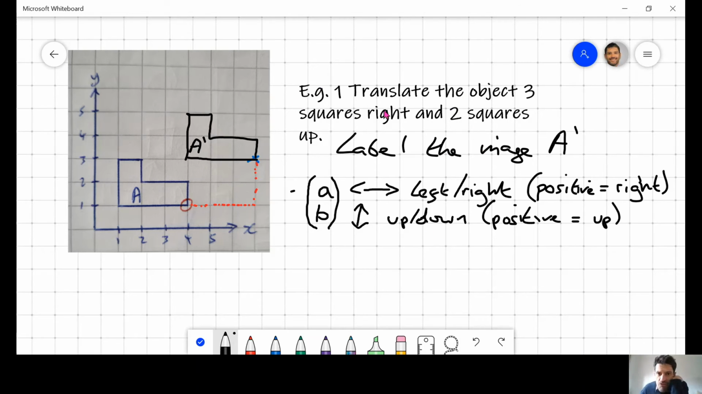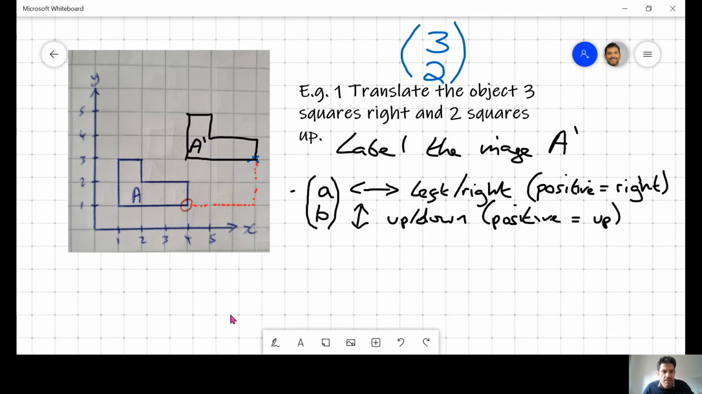And then can you think, this description here, 3 squares right and 2 squares up, how would you write that? So we know that it's going to be a bracket, and it's going to be one number above the other. The top number tells us left and right. So we've got 3 squares right. Okay, 3, is it positive or negative? Well, it's going right, so it's positive. Then 2 squares up, it's going to be a 2. Is it positive or negative? Well, it goes up, so it's positive. So look how much easier it is. Translate 3, 2, or translate the here. So that's why we use vectors.